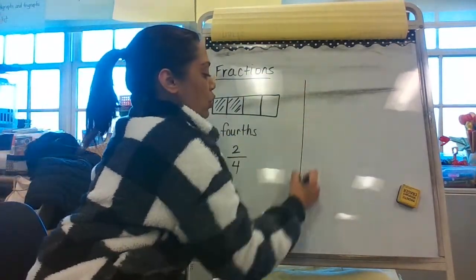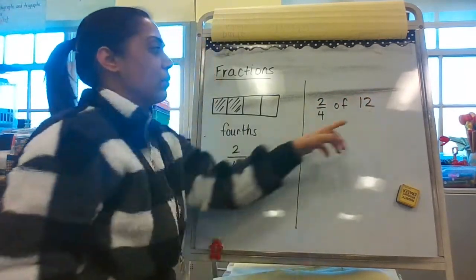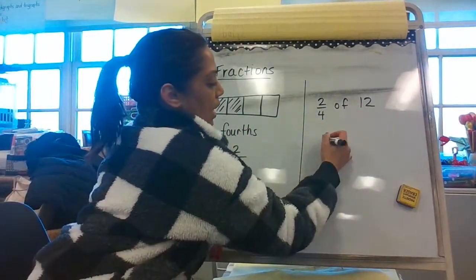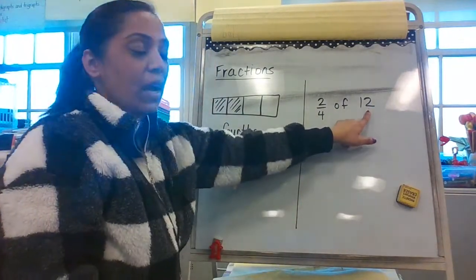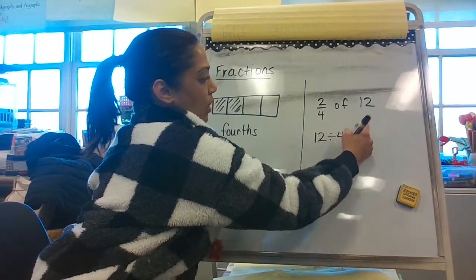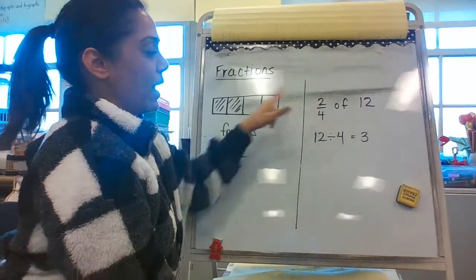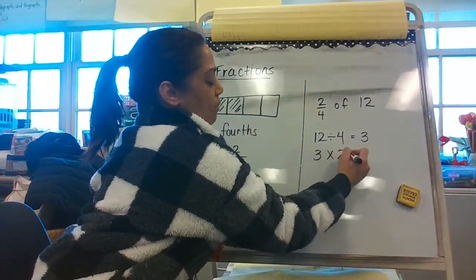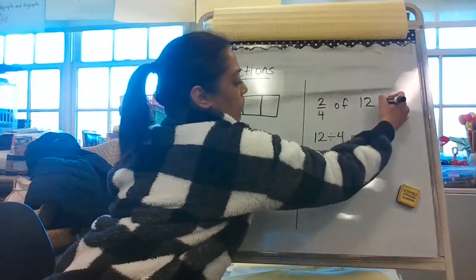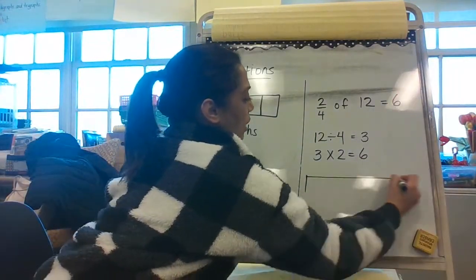If we were trying to figure out 2/4 of 12, and it could be 12 crayons or 12 people, that looks a little different, right? In this case, the first thing that we would do is take 12 and put it into 4 equal groups. That's like saying 12 divided by 4. 12 divided by 4 is 3. And then we have to multiply it by the numerator. So we take 3 times 2, and that gives us 6. So we can say 2/4 of 12 equals 6. If you want to see this in a picture, this is what it would look like in a bar model.